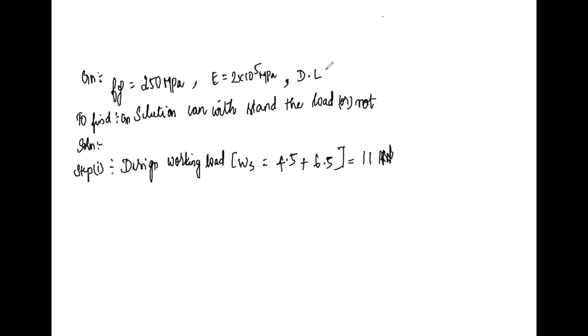In the question, it is given that the dead load is equal to 4.5 kilonewton per meter and the live load is given as 6.5 kilonewton per meter. Okay, the total load, when we add, is given by 11 kilonewton per meter.